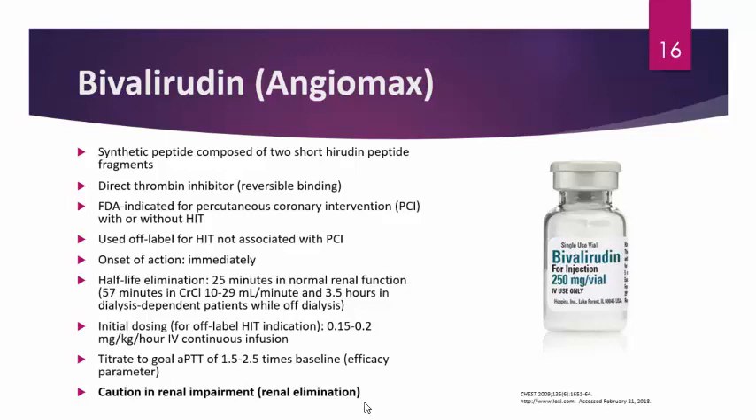So if a patient has renal impairment, the most appropriate option would probably be Argatroban, as it's eliminated mostly hepatically. Though if you do have renal impairment, you can still technically give Bivalirudin, though it's not the best or most appropriate answer.